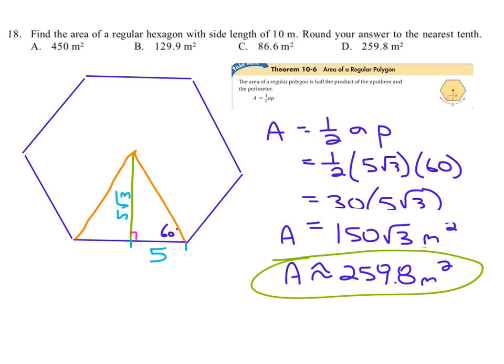Whenever they ask for it to the nearest tenth, we can't leave it in radical form. We've got to actually find what the root 3 is, multiply it by 150, and then round it. But that is, in any event, answer D, and we're done.